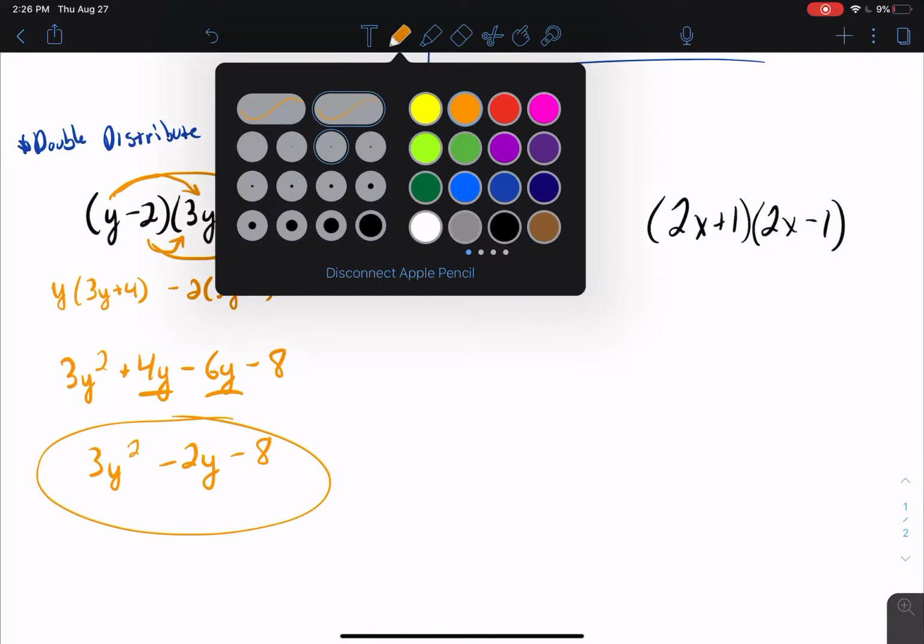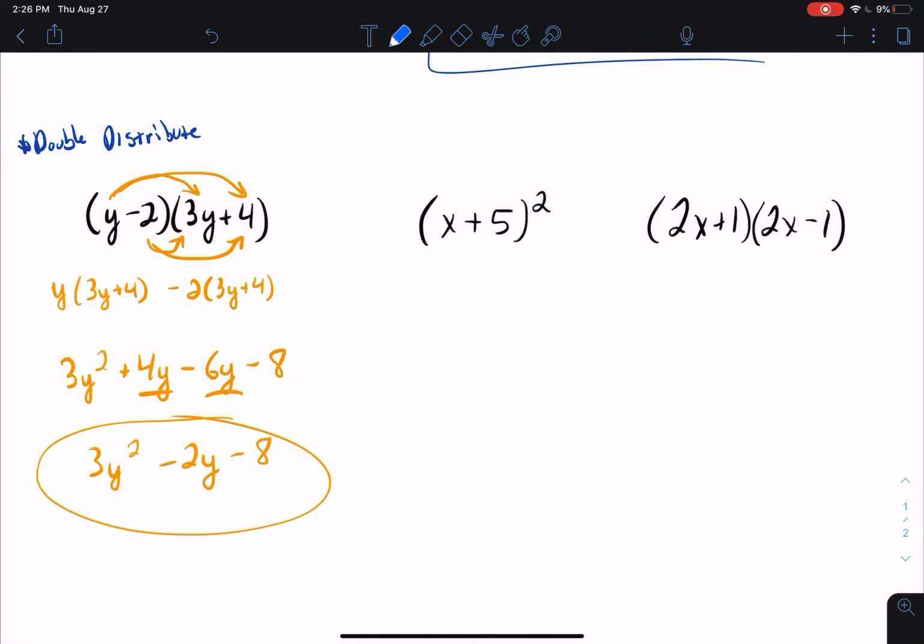Next up is x plus 5, that quantity squared. I cannot just take that exponent of 2 and distribute it across an addition or a subtraction sign. This is a big no-no. We can't do that. All right, it's not x squared plus 5 squared. Bad. We don't want that, all right?